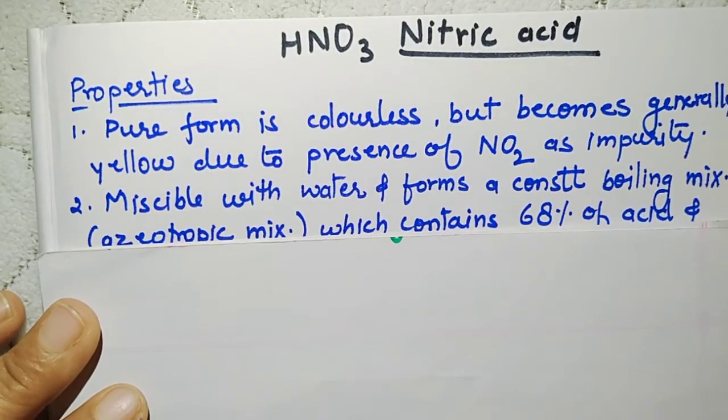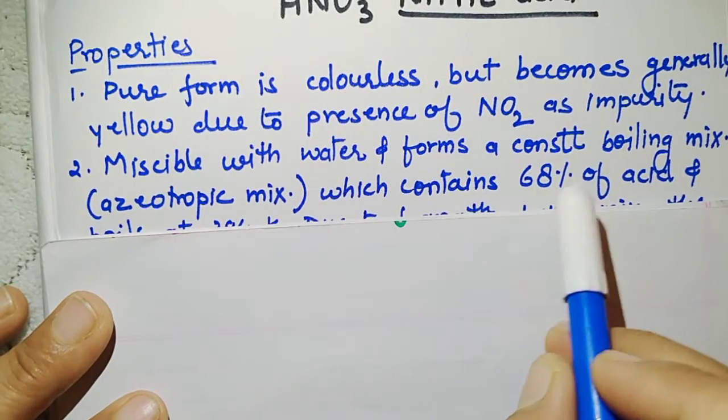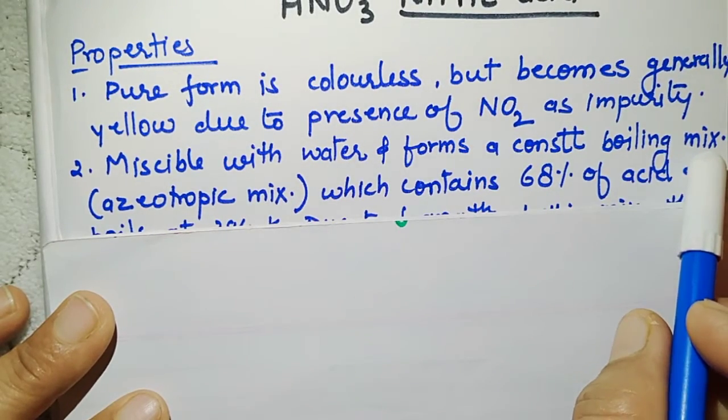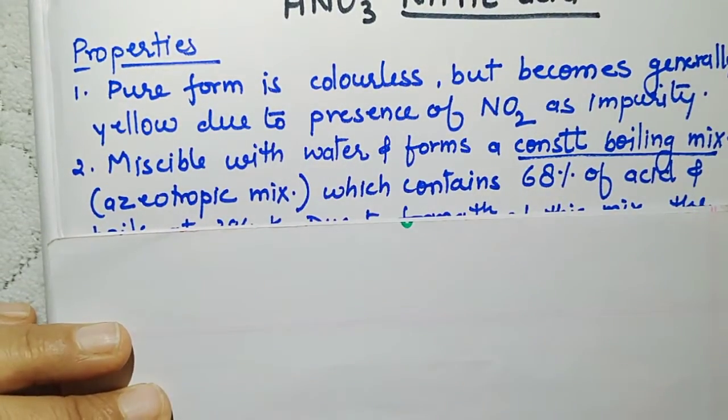Second property is also very important. It is miscible with water and it forms a constant boiling mixture. This constant boiling mixture is called azeotropic mixture.